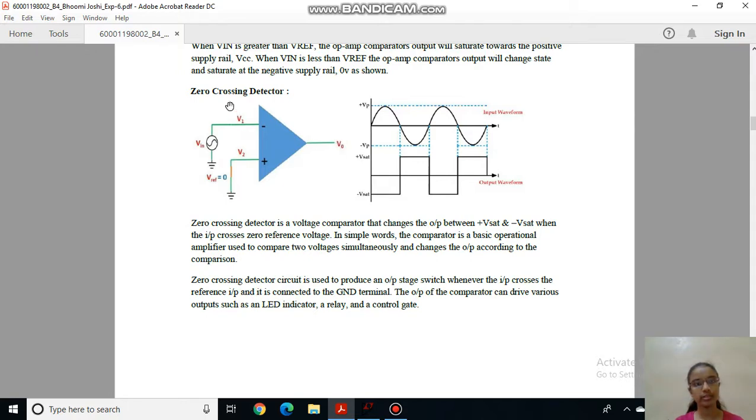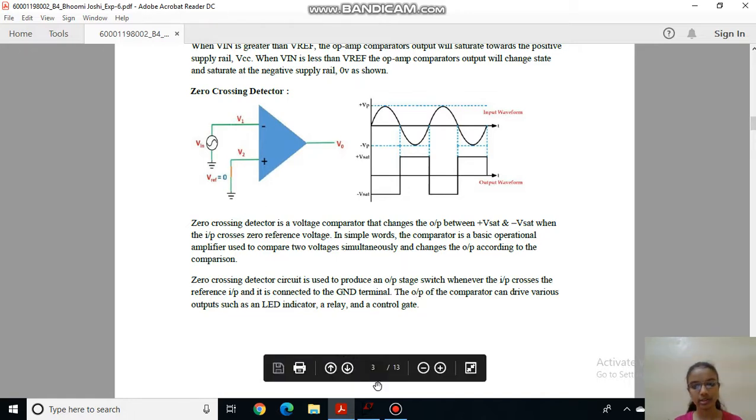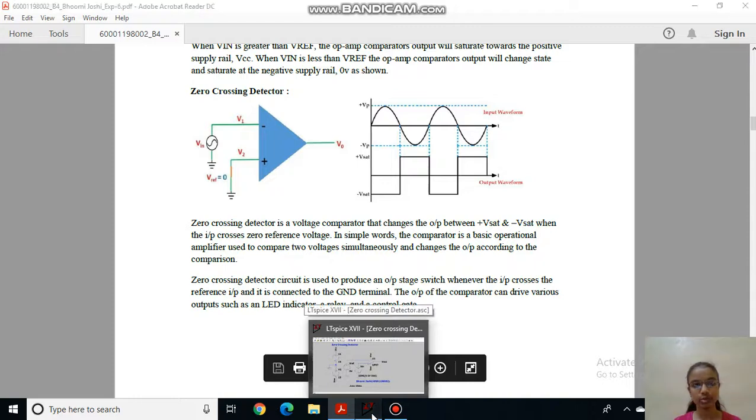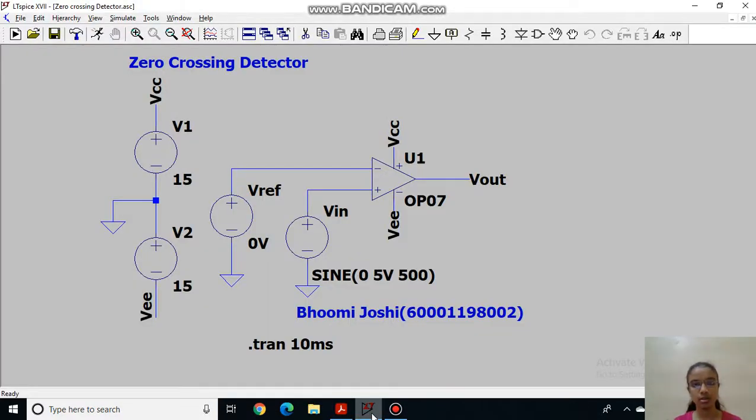This is second part, which is design of zero crossing detector. This is the circuit. As you can see, input voltage is applied to the inverting terminal and reference voltage is applied to the non-inverting terminal, but here reference voltage is kept as 0. So we will get our output in this way. So let us understand other case in which we are applying input voltage to the non-inverting terminal and reference to the inverting terminal.